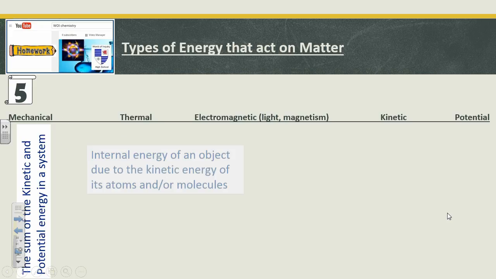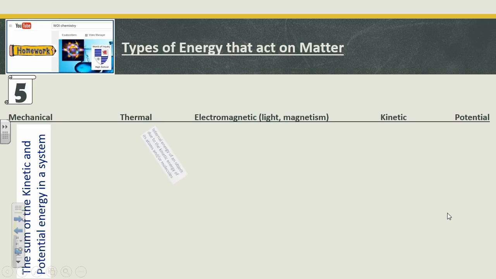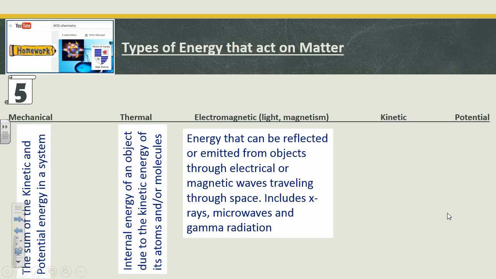Thermal energy. Thermal energy is kind of like heat. It's the internal energy of an object due to the kinetic energy, or the motion energy, in the atoms or molecules. So how hot something is. Electromagnetic energy is anything that can be reflected or emitted through electrical or magnetic waves. So like X-rays, microwaves, radio waves, gamma radiation, the whole spectrum, infrared, of all the different kinds of energies outside of just what we can see, which is the visible spectrum. So this incorporates all of them.